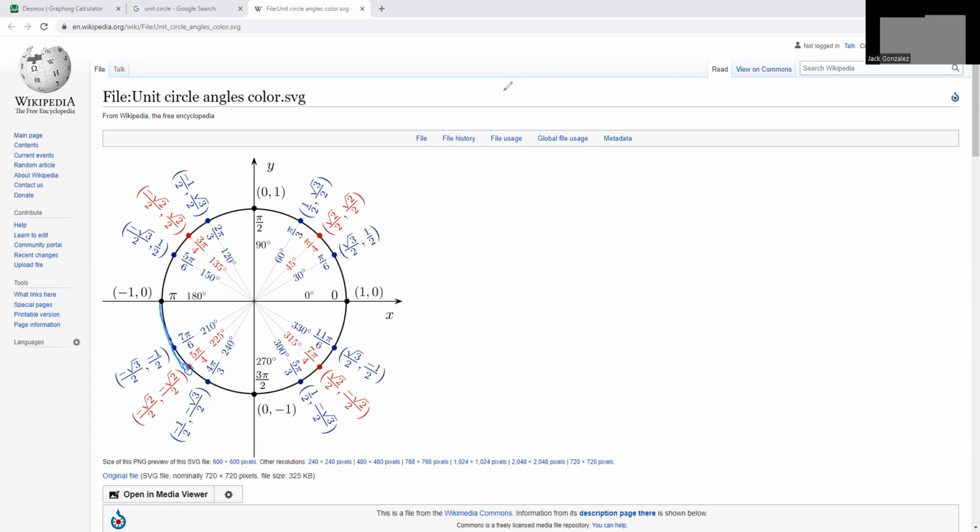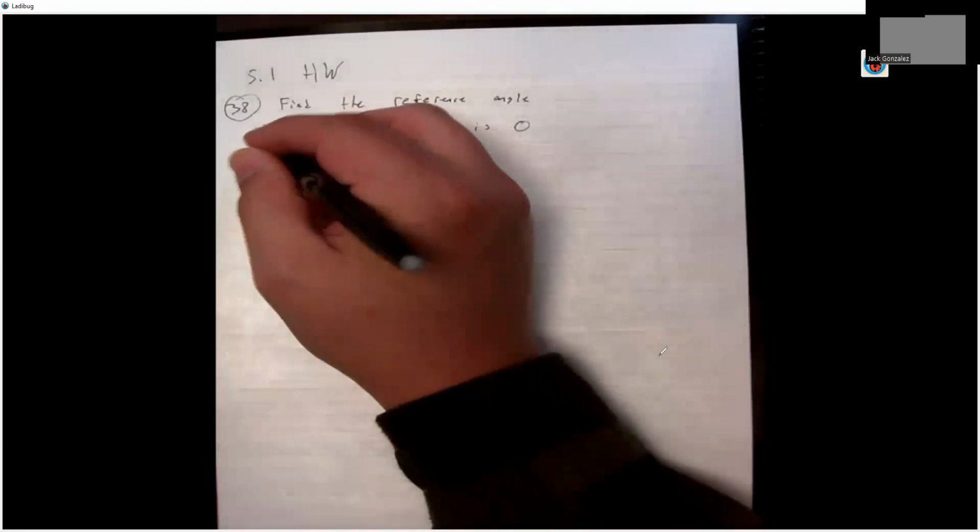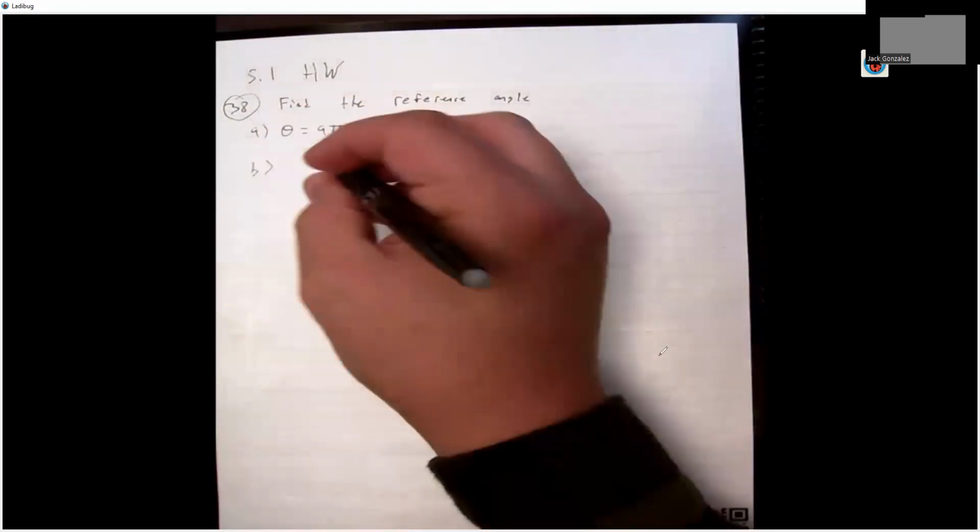Can't see your paper. Yeah, I'll switch in just a moment. So I would just say reference is 0 from 95. Part B, they say 5 pi over 4 or negative.